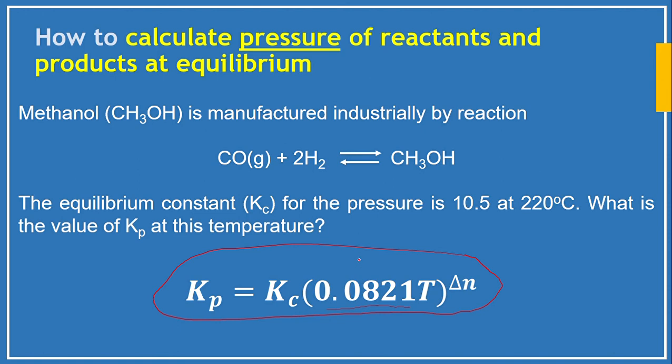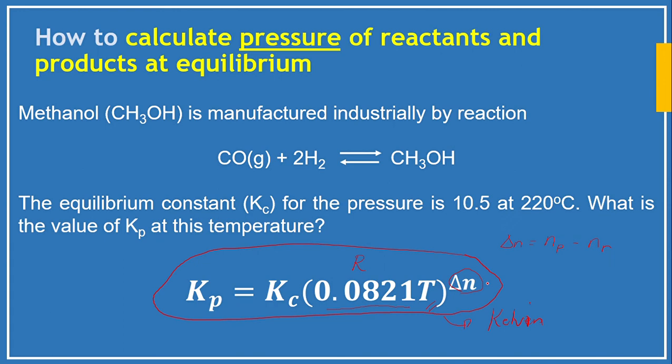Kaya nga meron tayong 0.0821, which is, kung naalala ninyo, this is the R, or ideal gas constant. Okay? And then, yung delta N here, okay, ano ibig sabihin niyan? Delta N is the mole of the product minus mole of the reactant. Okay? Tapos yung temperature, this should be expressed in Kelvin. Okay? Kelvin. Ayan. So, tandaan ninyo lang equation na yan kapag Kc ang given.